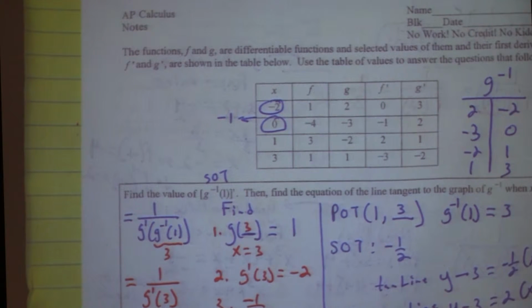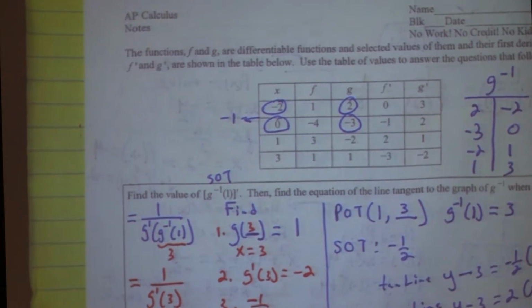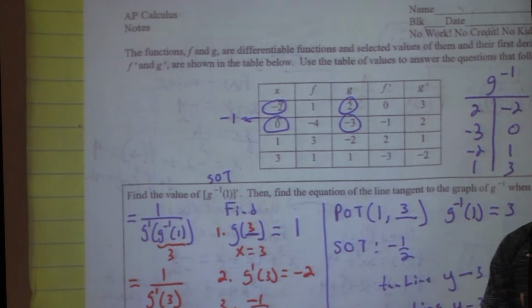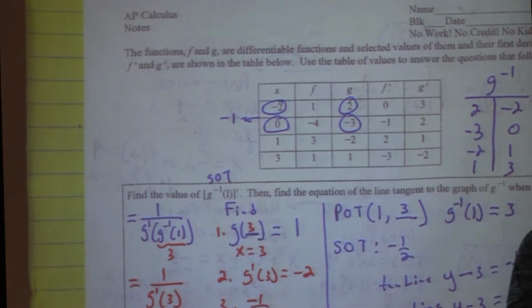And what would be the y values for those x's? 2 and negative 3, right? Because those are points on the graph of g. So if I want g prime, I need to use points on the graph of g, right? If I want g double prime, then I need to use points on the graph of g prime, right? So that would be the graph of the derivative. So be careful, right? Okay, that's the next question.